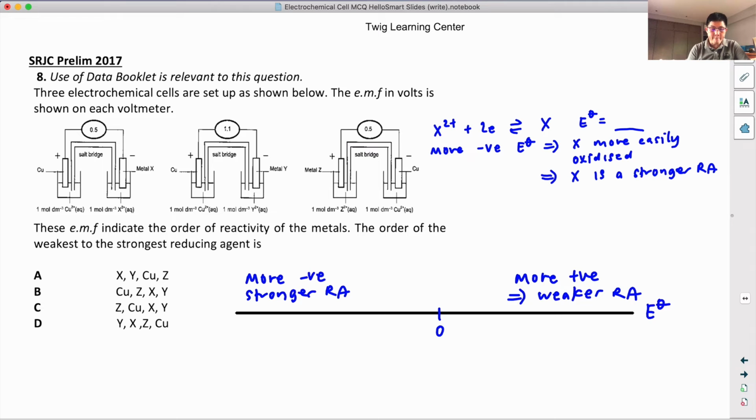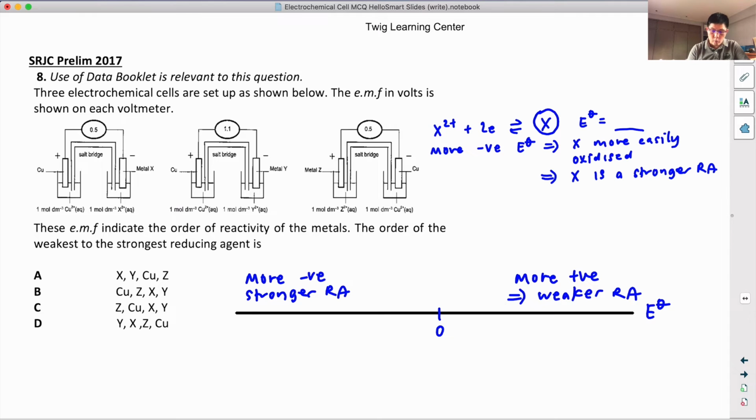There are 3 electrochemical cells set up as shown. The EMF, or voltage, is shown on each voltmeter. What you must remember is this: the question is asking for the reducing agent, the order of reactivity of the metals. The metals are usually on this side. Metals tend to be oxidized, isn't it? If a metal is very reactive, it can be very easily oxidized.